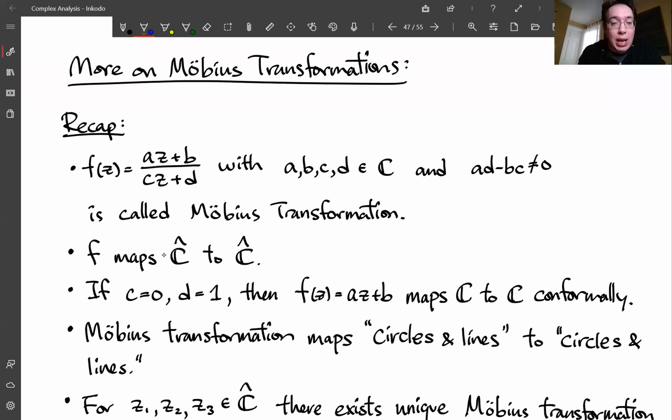Okay, let's continue our discussion with the Mobius transformations. Okay, so recap from the last video. A Mobius transformation looks something like this.